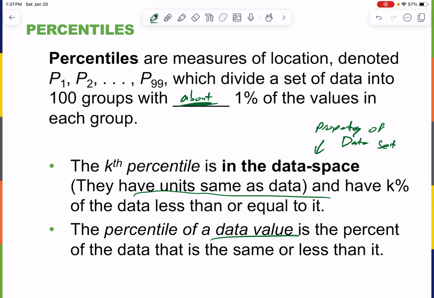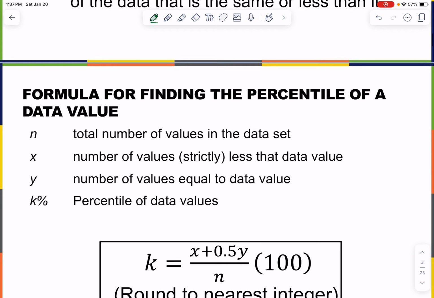So when we're talking about the percentile of a data value, we're talking about some number between 1 and 100. When we're talking about the kth percentile of a data set, we're talking about, if it's height, something like 5'10" is the kth percentile, or 11.1 is the height of elephants here. That's the kth percentile. Okay.